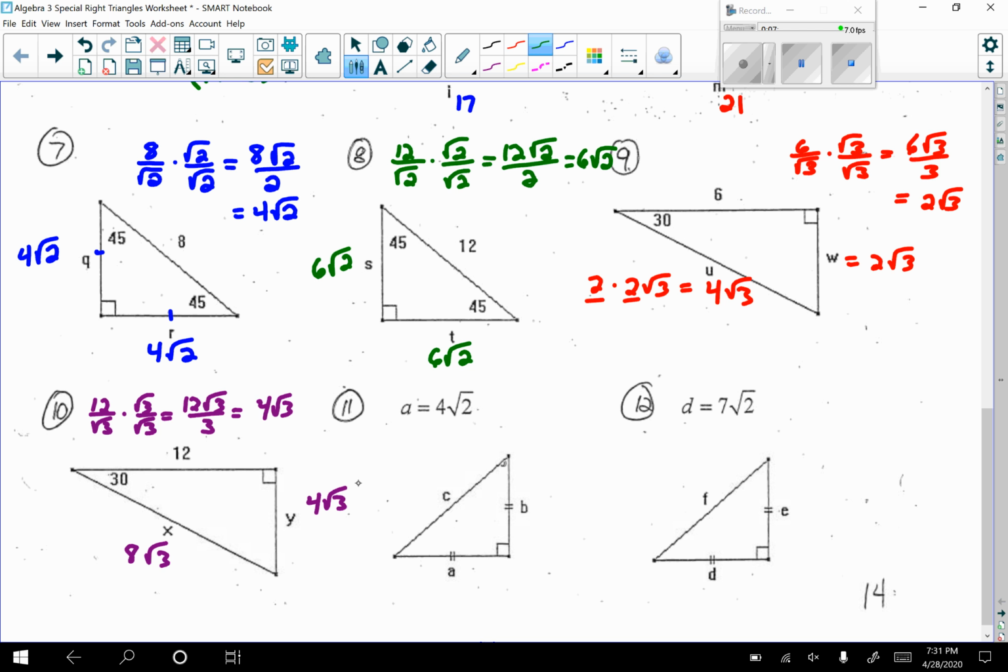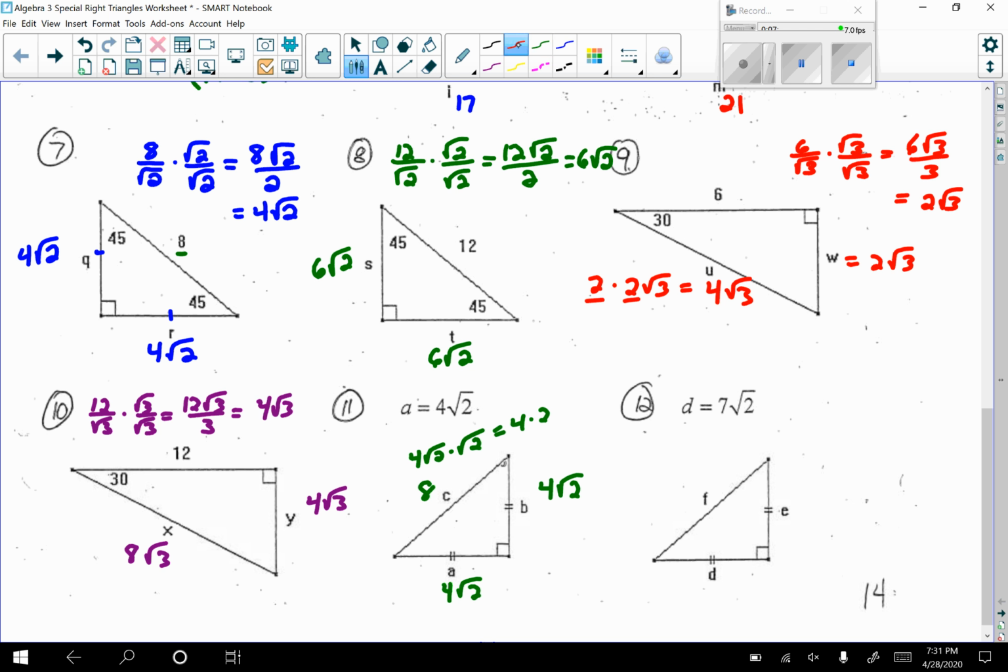All right, looking at 11 and 12, they're both very similar. A is 4 radical 2, which makes B also 4 radical 2. If you notice, if you go back to number 7, both legs were 4 radical 2. So to get the hypotenuse, I'm going to take 4 radical 2 and multiply it by radical 2 here. So this becomes 4 times 2. So C just has a length of 8, which matches the 8 up here in 7. So those were identical triangles.